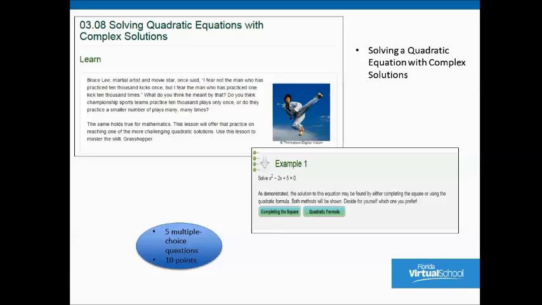3.08, they learn about solving equations with complex solutions, because it isn't always nice and neat. At this point, they can choose the method of which they would like to solve. Sometimes it's easier with one method than it is with another. So that's what the example shows here. Are they going to do the completing the square? Are they going to do the quadratic formula? Which method are they going to use? So it gives them that option. The assessment is 5 multiple choice questions worth 10 points.